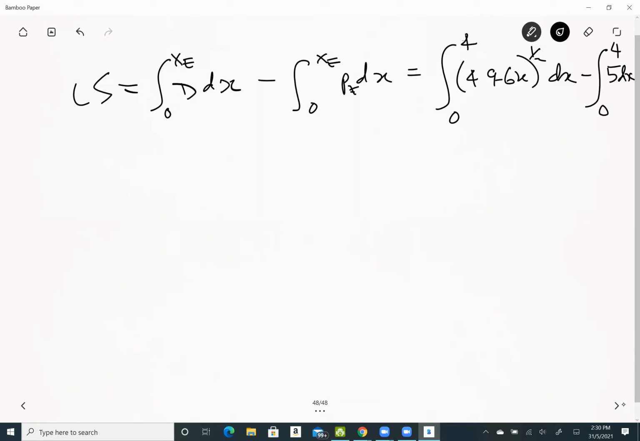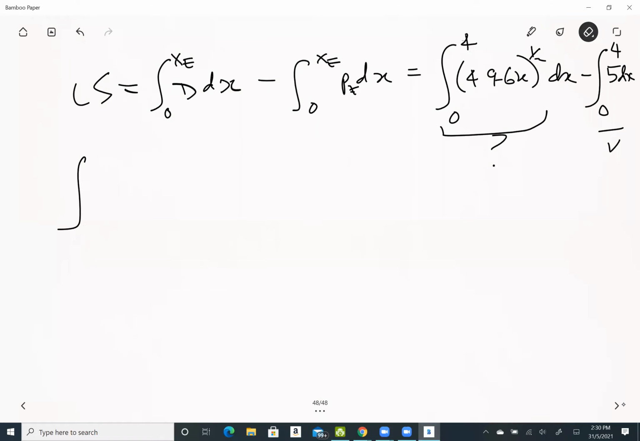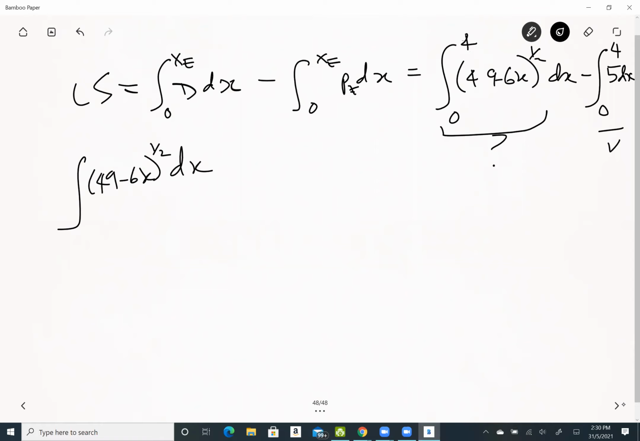Now, if you look at the integral, this one is easy to find. Okay, but this one is not so easy. So what you do, you put it out first, find the integral. So the integral from 0 to 4. So now you just need to find the integral, so don't worry about the definite integral. You just need to find the integral of that function, which is not so easy. Okay, so 49 minus 6x to the power of half dx. Oh, okay, I give you 2 minutes. Okay, get the integral of this one. Use the power rule. Okay, do it now.